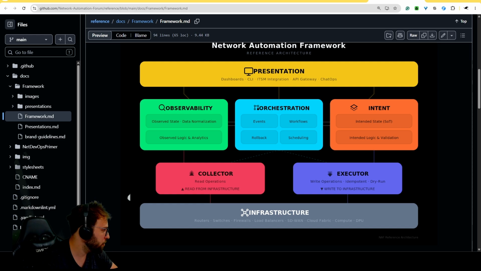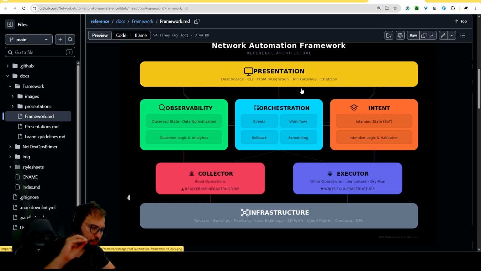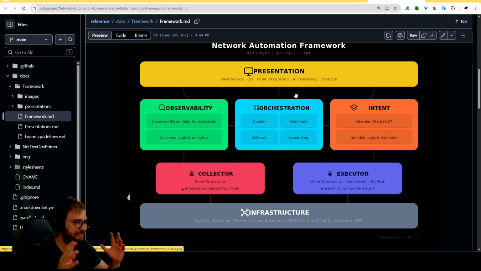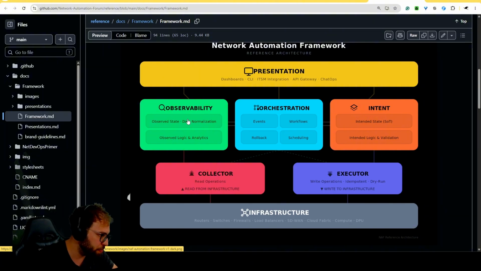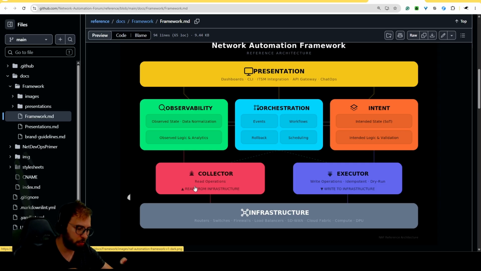And how we're going to build this automation. So let's take a look at this framework in a little more detail before we really dig into it. The idea of this framework is that it is divided by roles. So we have a role for observability, for collector. This doesn't mean that everything here has to be completely separated in terms of different servers or different environments or different teams.